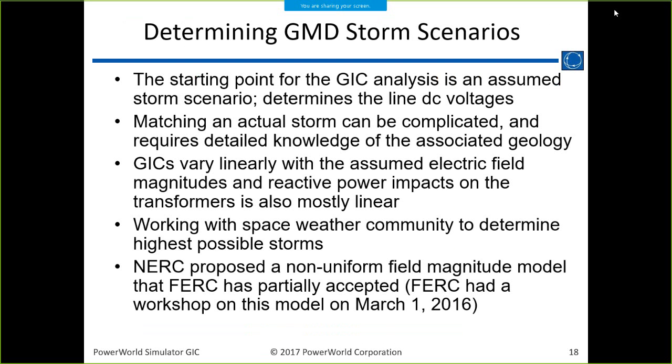So then the next point is to say, how do we determine the storm scenario? The idea in the storm scenario is we have to work with the space weather community to figure out what are the appropriate storms to consider. And we're working on that. The GICs vary linearly with the assumed electric field, and the impact on the power grid varies linearly with that.